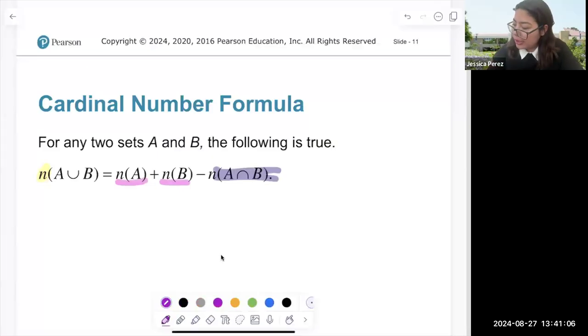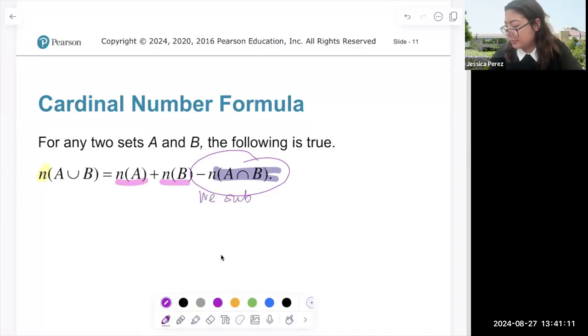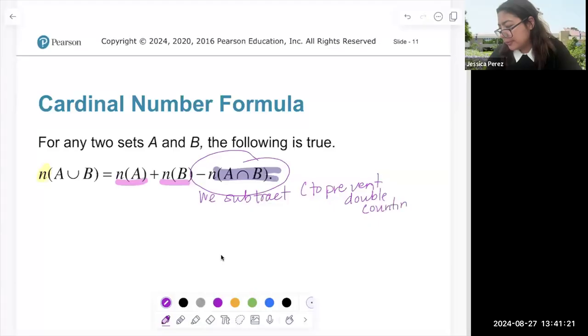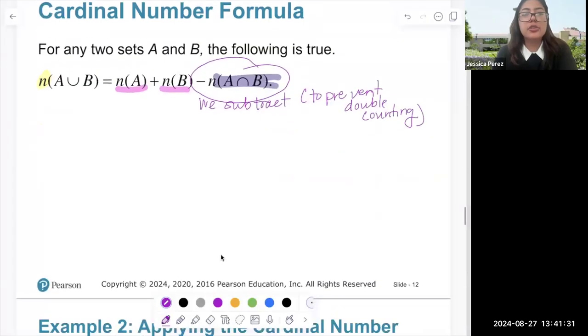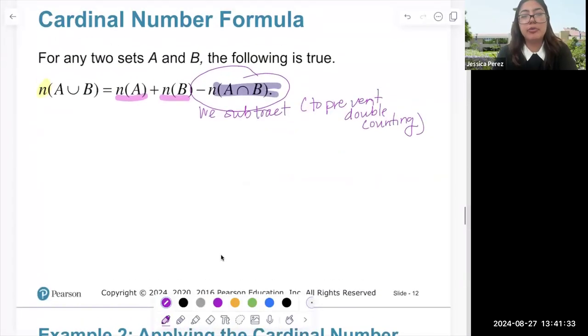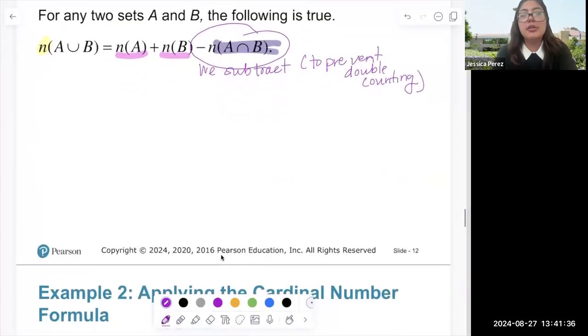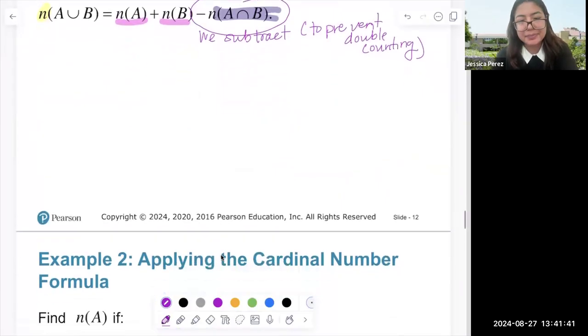So why do we have to subtract by the intersection? We subtract to prevent double counting. That's why this piece is involved, because then we would double count because they might have things in common. Okay. So we are going to be using this cardinal number formula to answer the next question. So please make sure you write down this formula because we are going to use it.